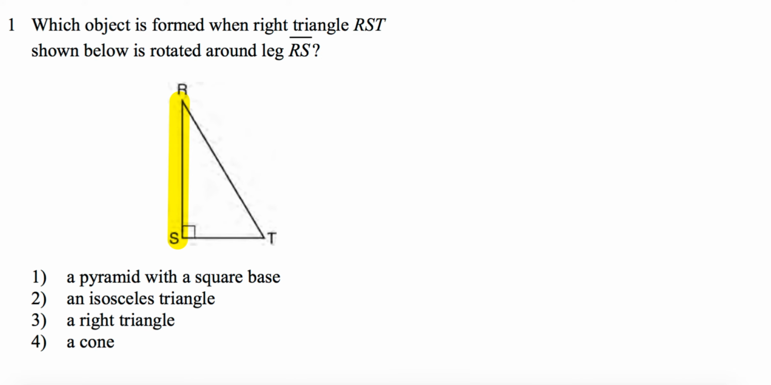Now, of course, as this one turns around this way, you see that triangle coming out on the other side, and it will be some sort of circular shape. That means essentially we are looking at a cone. So therefore, choice 4 would have been our answer.